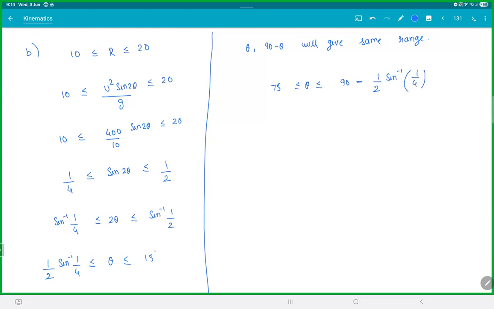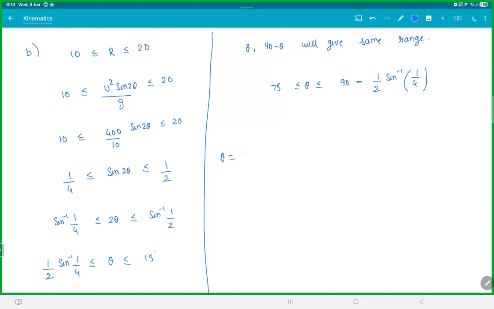Just to give an example, let's say this number is 8 degrees. Meaning your answer is between 15 and 8. So 90 minus 15 is 75, 90 minus 8 is 82. So your theta will also lie between 82 and 75. Making sense? So there are two ranges for angles also. There is a lower range and there's a higher range. So that's your final answer.